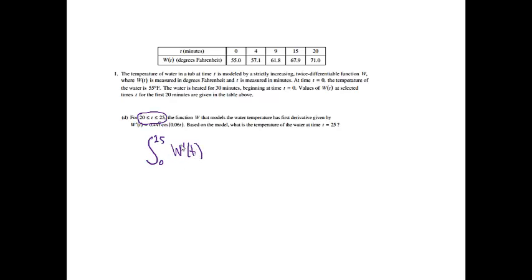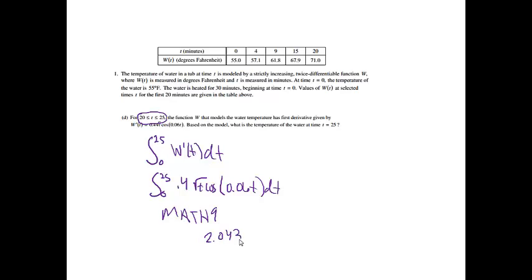And when I do that, I do know what W prime is. So this is going to be the area, the integral from 20 to 25 of 0.4 square root of t cosine 0.06t. And since this is a calculator problem, we should definitely put dt here, and we can use Math 9 to get that answer. That is going to be 2.043. So the 2.043 means that from time 20 to time 25, the water has heated up 2.043 degrees.